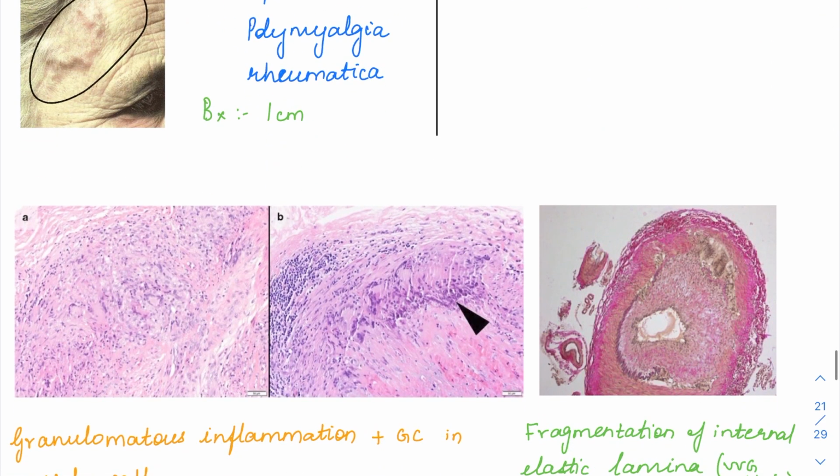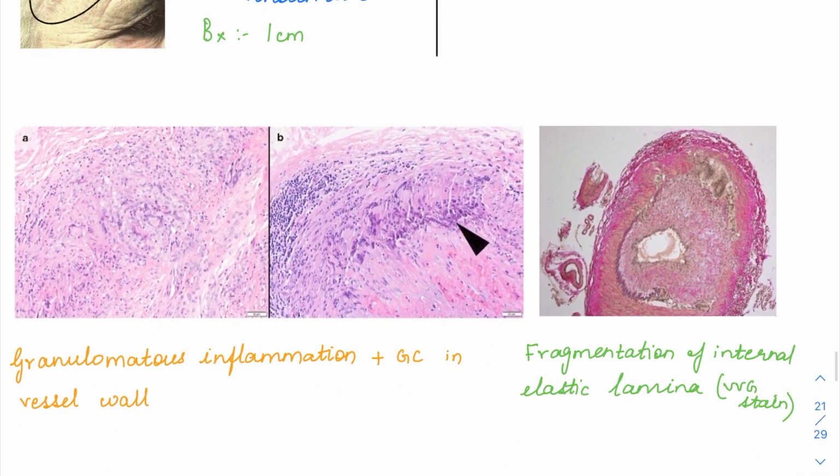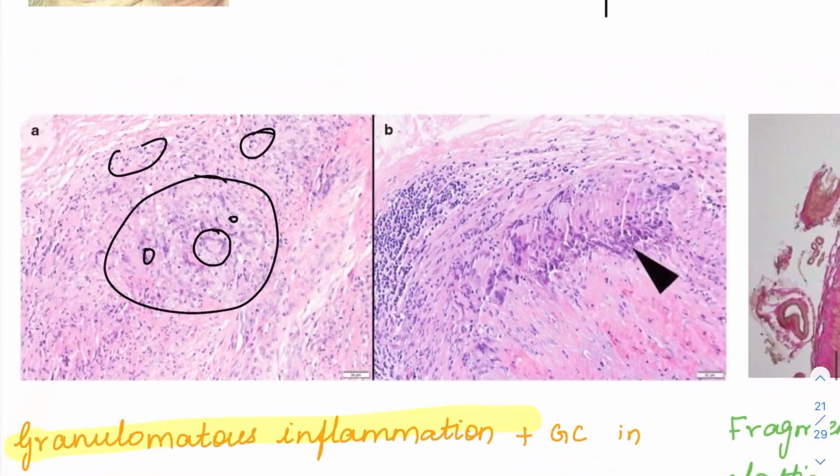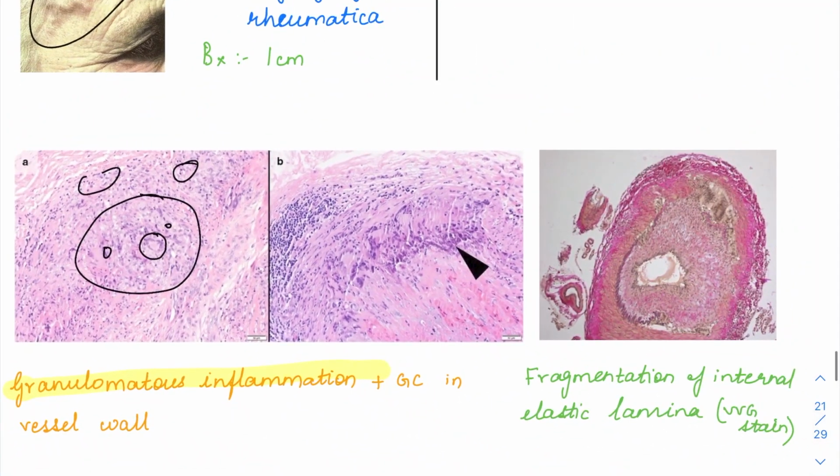The microscopic finding which we see in both of these large vessel vasculitis is granulomatous inflammation. In the vessel wall, there will be formation of granulomas. If you can appreciate, these cells are all epithelioid macrophages, surrounding which we have lymphocytic cells, and this is a giant cell. So this classical granulomatous inflammation can be seen on the vessel wall. The second image is also the same.